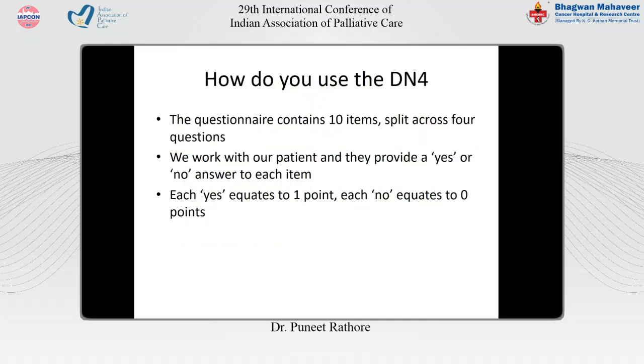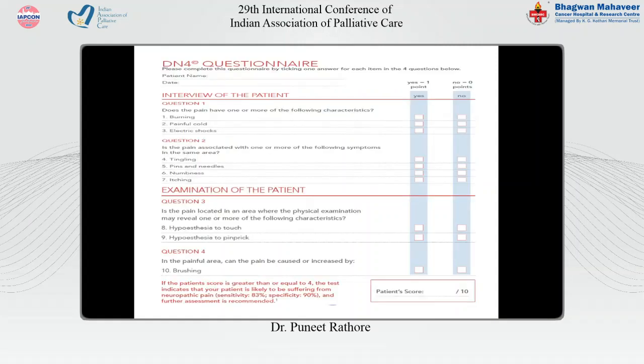Now coming to how you use the DN4 questionnaire. The questionnaire contains 10 items split across 4 questions. We work with our patient and they provide a yes or no answer to each item. Each yes equates to 1 point and each no equates to 0 points. So coming to our questionnaire, this is the DN4 questionnaire. We must note the patient's name and also the date. The 10 items here are divided into 4 questions. The first 2 are related to the interview of the patient and 3 and 4 are related to examination of the patient.